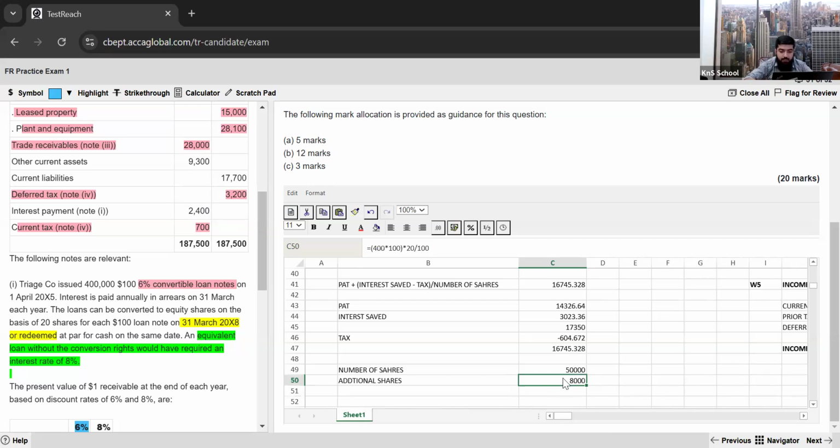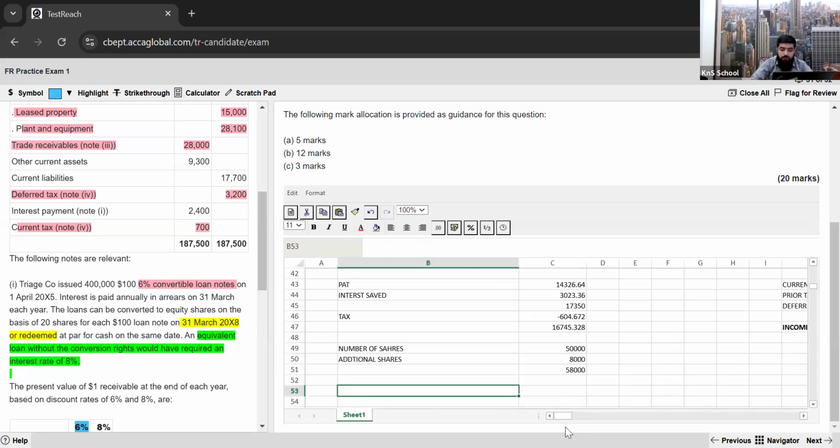Let me repeat it again. The convertible bond that we have already issued is 400 thousand, and the value of each convertible bond is $100, which means 40 million of convertible bonds. Now what is the requirement? We are going to issue 20 shares, so multiply by 20 divided by 100. So we have got 8,000 additional shares. So 50,000 shares that we have already here, and 8,000 additional shares. So the total number of shares after the conversion would be 58,000.